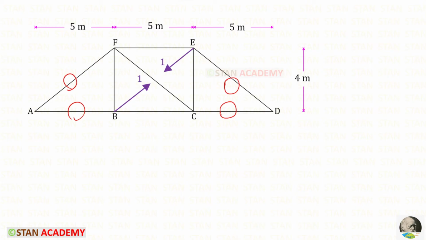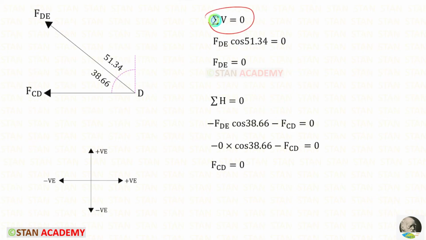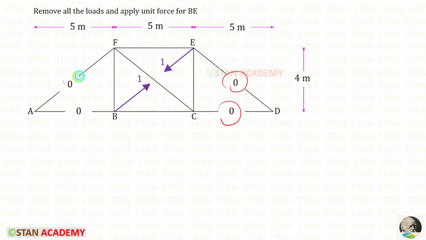If you do not know how to find the zero force members, I have made a video regarding that. Video link is in the description. You can click the link and watch the video. It will be very helpful for you to find the zero force members and how to find the member forces with the shortcuts. If you cannot find the zero force members using the shortcuts, let us take the joint D and see how the member forces will become 0. When we use this rule, FDE will be 0, and when we use this rule, FCD will be 0. But if you know the shortcuts, no need to do these. Directly we can apply 0.